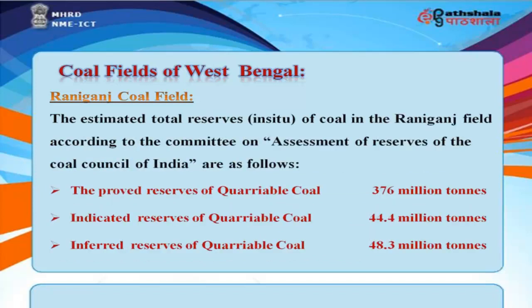The estimated total reserves in situ of coal in the Raniganj field, according to the Committee on Assessment of Reserves of the Coal Council of India, are as follows. The proved reserves of quarryable coal, 376 million tons. Indicated reserves of quarryable coal, 44.4 million tons. Inferred reserves of quarryable coal, 48.3 million tons.